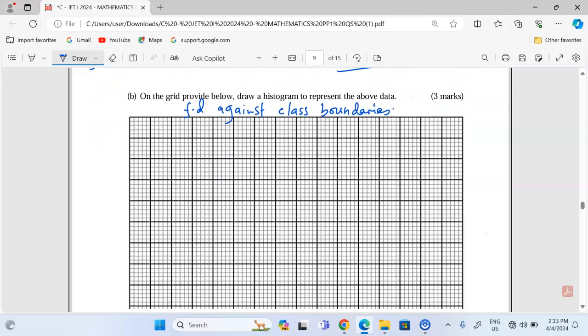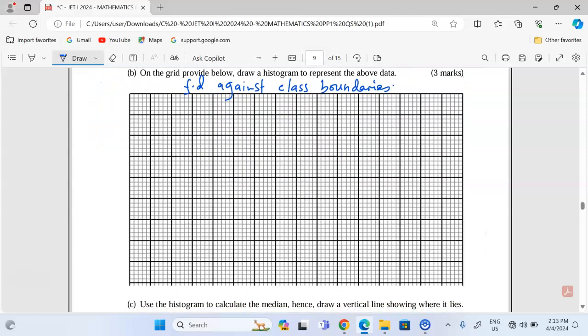So this means that the frequency density is going to be on the vertical axis. Let me plot it. That one will be the frequency density. Then we will have the class intervals on this side, the x-axis, or rather the horizontal axis.